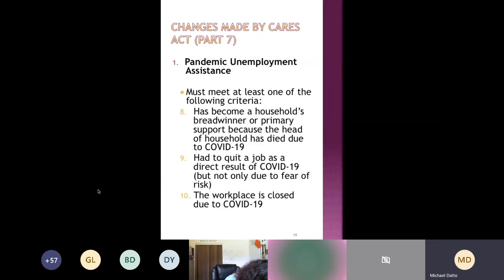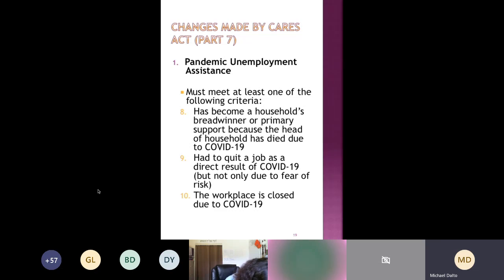So I think it's safe to say that the criteria are going to be more demanding than that. I cannot tell you what they might be specifically, but I would think that they might look at, for example, somebody having to quit a job because they were at particularly high risk of contracting COVID-19 and being seriously impaired or killed by it. Perhaps people with serious underlying health conditions, people who are older, but that's just speculation.